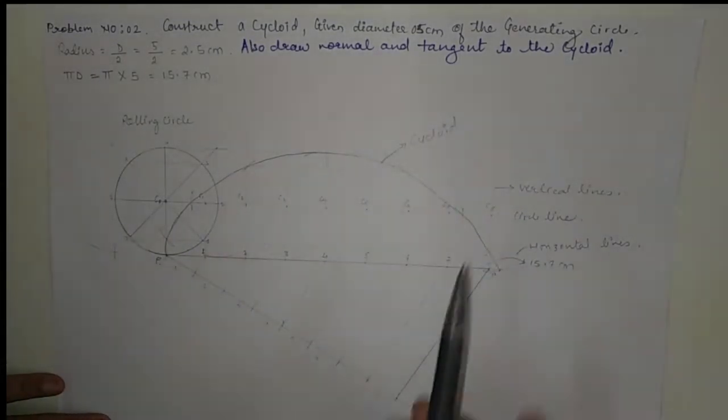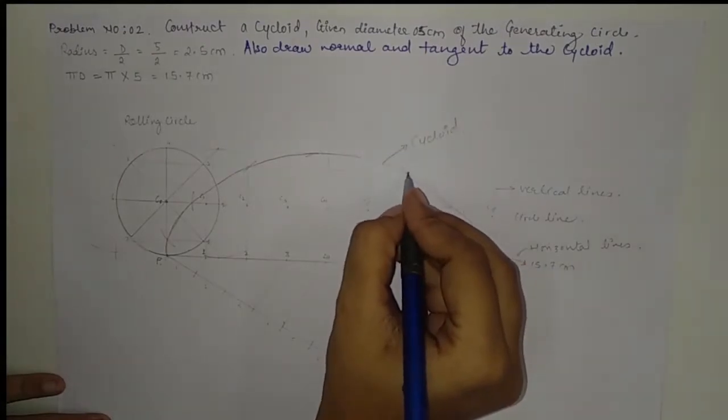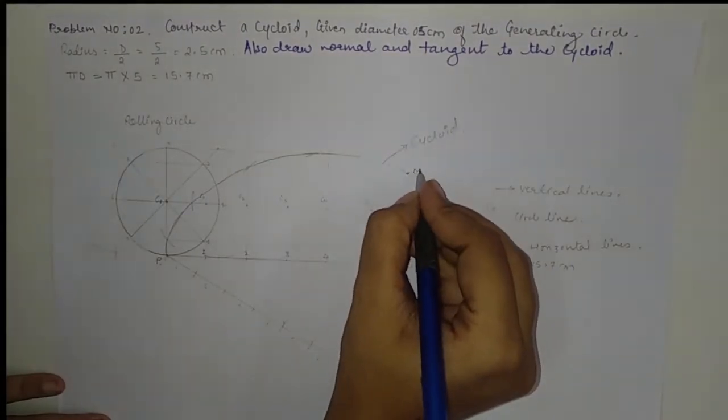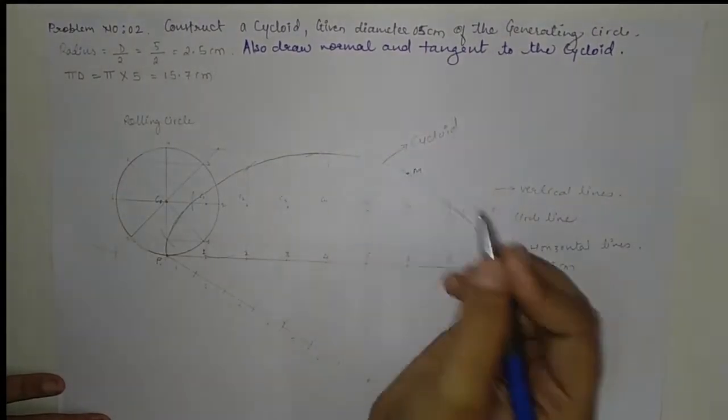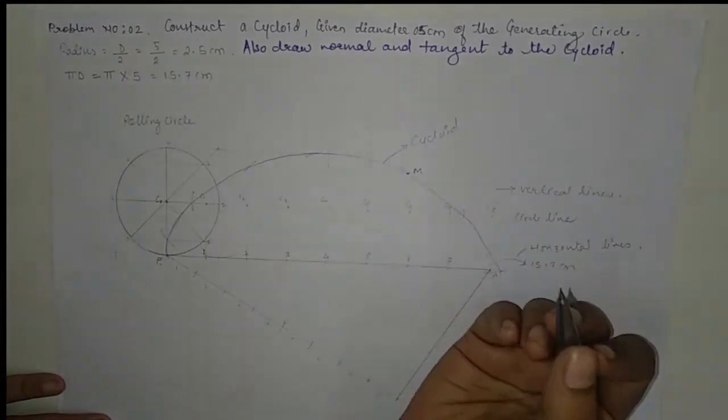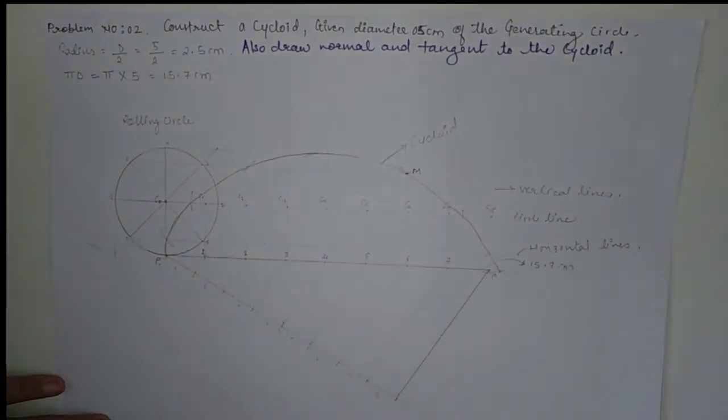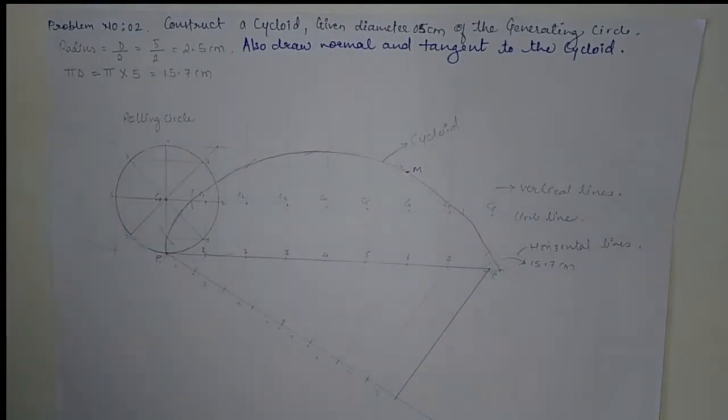So for this, first we have to take any point, say M, on the cycloid. Okay, so let this point be M on the cycloid. Now take a distance equal to the radius of the circle, that is 2.5 centimeters, in your compass.